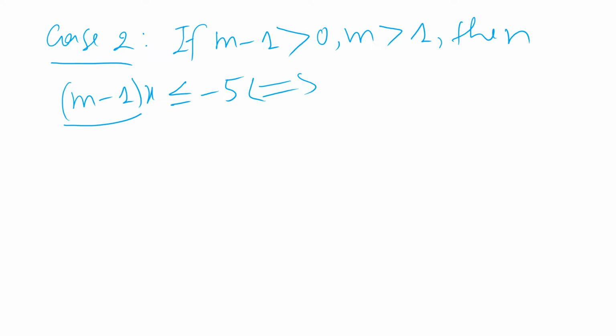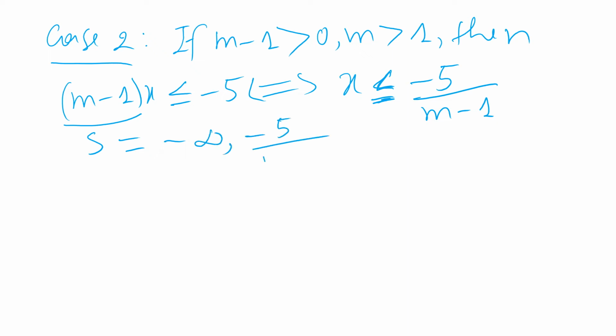As usual, now we get x. We're going to divide both sides by the same positive value. Then we get x less than or equal to negative 5 over m minus 1. Now the solution set S is equal to x less than or equal to, from negative infinity to negative 5 over m minus 1, and this one is included, then it is excluded.